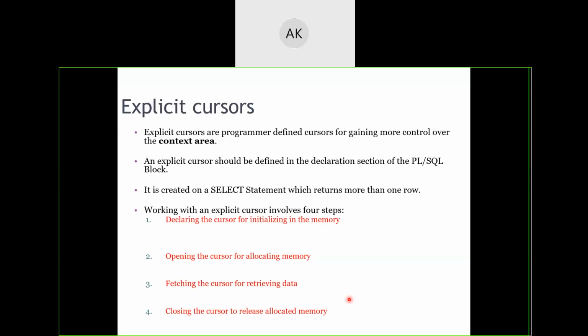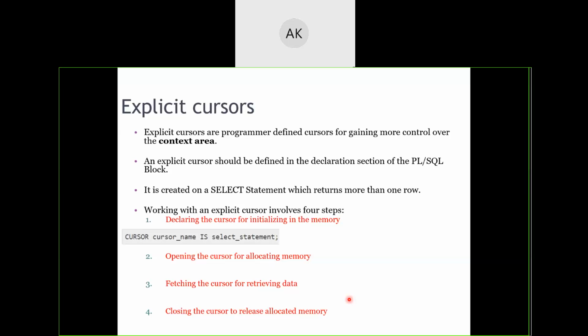First one, declaring the cursor in the memory. Second, opening the cursor for trying to make use of it. Third one, trying to fetch the data from the cursor, row by row, first row, second row, third row, so on till the last row. Then closing the cursor.